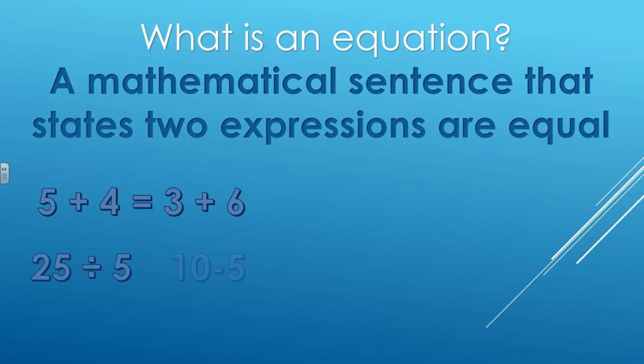We have 25 divided by 5 and 10 minus 5. Again, both of those expressions would simplify to 5. So we could set those equal to each other.